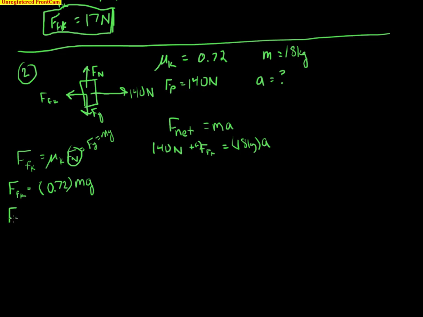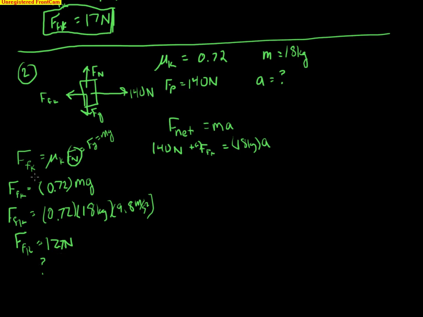So that leaves us with F_fk equals 0.72 times the mass of 18 kilograms times 9.8 meters per second squared. And if we work that out, that gives us about 127 newtons. So at this point we can stop and think, does this make sense? Okay, so we know that we want it to accelerate in the direction that we're pushing it. That means our pushing force needs to be bigger than the friction force.